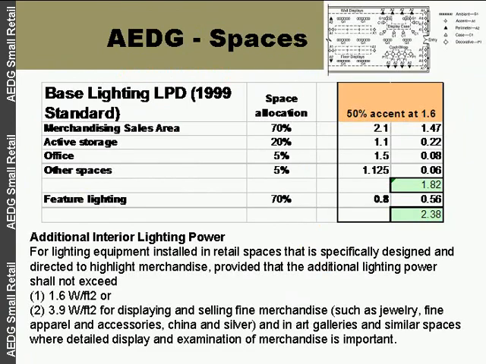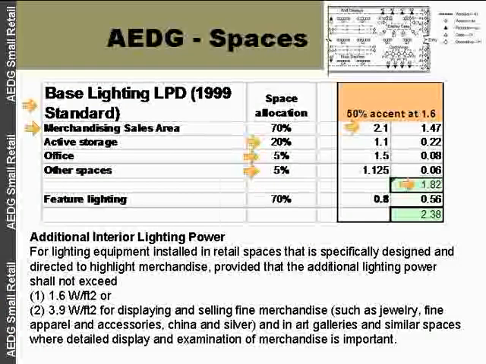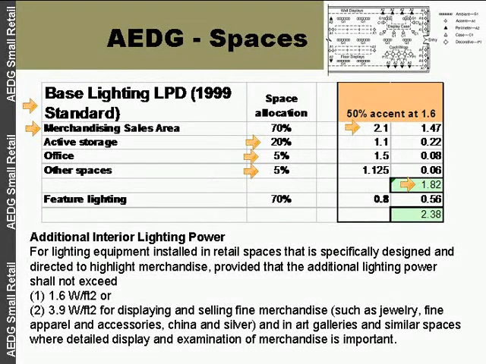So here's kind of a build-up of how we got to the lighting power recommendations for retail spaces. Here we have the base lighting, 1999. We assumed about 70% of the space at 2.1 watts per square foot. We assumed 20% in storage, 5% in office, and 5% in other spaces. And so that gets us to about 1.82, which earlier on, a few slides ago, we talked about as 1.9 watts per square foot. So that's how we built up to that 1.9 watts per square foot in the 99 standard.